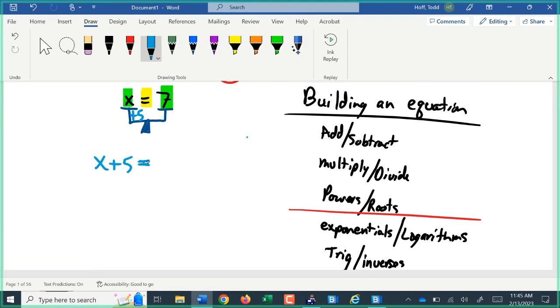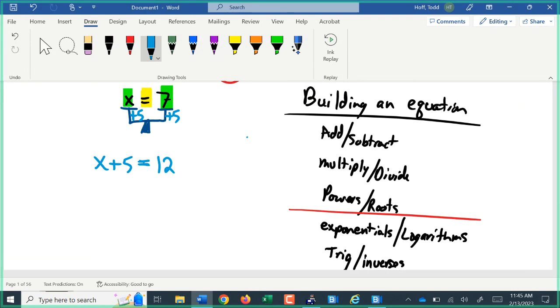But now remember, this is like a balanced scale. And if we add to one side, the scale is going to tip unless we add the same thing to the other side to balance it out. So whatever we do to one side, we have to do to the other to keep it balanced. So we have to add 5 on the other side of the scale. 7 plus 5 is 12. So we have now built a more complex equation.